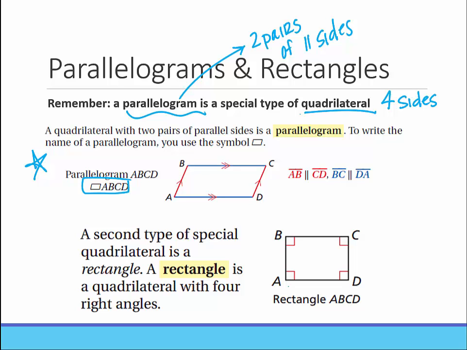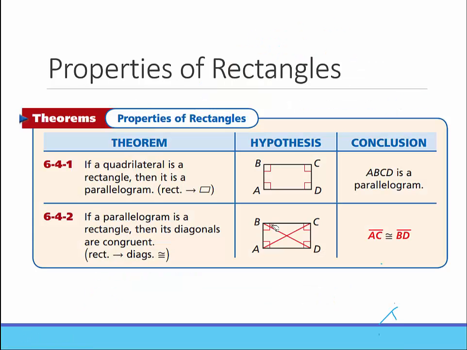So another type of special quadrilateral is a rectangle. And a rectangle is one that we're more familiar with, but it has 4 right angles. So every single one of these angles is 90 degrees. So some properties of rectangles. If a quadrilateral is a rectangle, then it's also a parallelogram. So that tells us a lot of things.